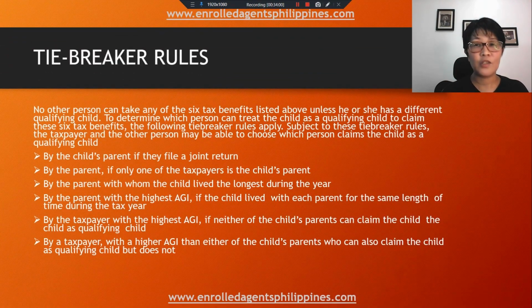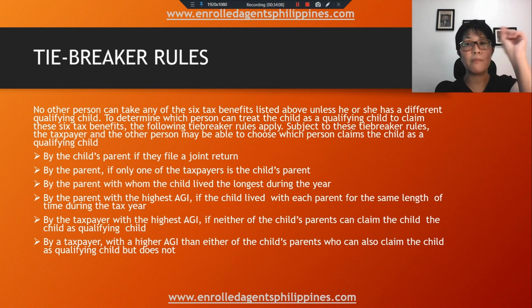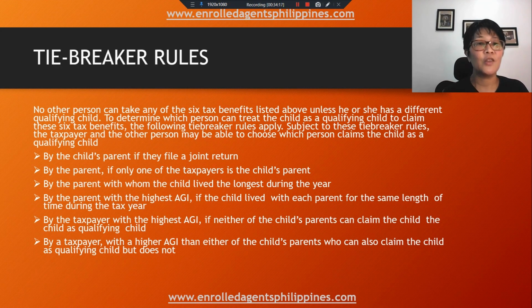Okay? So, ito naman, tiebreaker rules. Kung halimbawa parehas na parehas lahat, pasok sa banga ika nga. Pero syempre, kahit sa contest, may tiebreaker. Okay? So, ito naman yun. No other person can take any of the 6 tax benefits, yung kaninang binanggit natin. Yung earned income tax credit, dependent, child tax credit, yung mga yon. No other person can take any of the 6 tax benefits unless he or she has a different qualifying child. Hindi po pwedeng sa isang child lang nag-aagawan kayo.